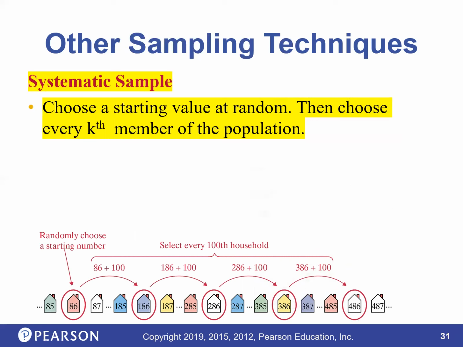Systematic sampling. It's too tough to do the whole entire population. So I'm going to pick every 5th person in the population, or every 10th person in the population. You have to order them somehow, and we go from there.